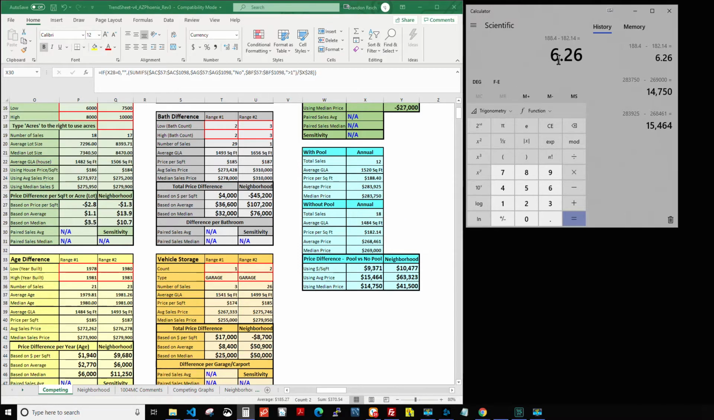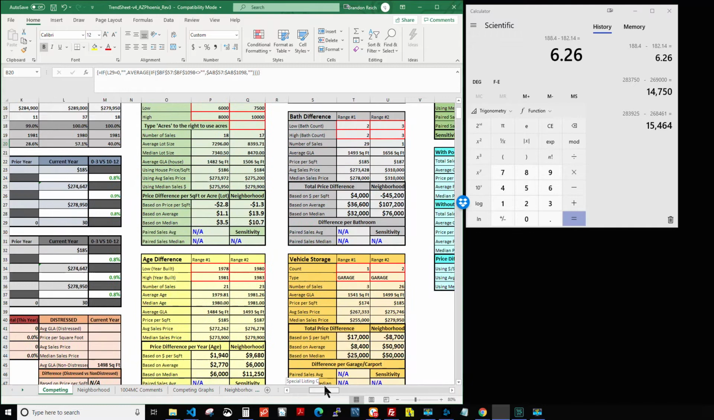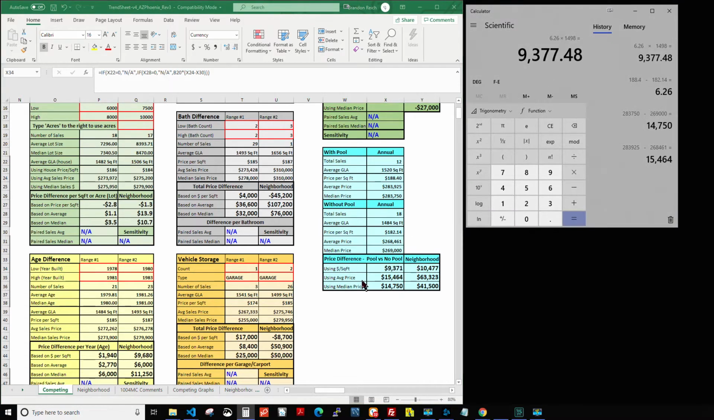And now what I need to do to help me actually get to an adjustment is multiply that by the average GLA of all 30 of those properties. And I happen to know that because it's right over here. It's 1498. So let me just go right back to where we were. We're right here. And I'm just going to multiply that by 1498. And that gives us $9,377. I think there was a little issue rounding there because it doesn't match exactly right here, but it just has something to do with rounding. I'm guessing if I had gone out to more decimal places. So that's it. That's how you get a potential adjustment based on price per square foot.